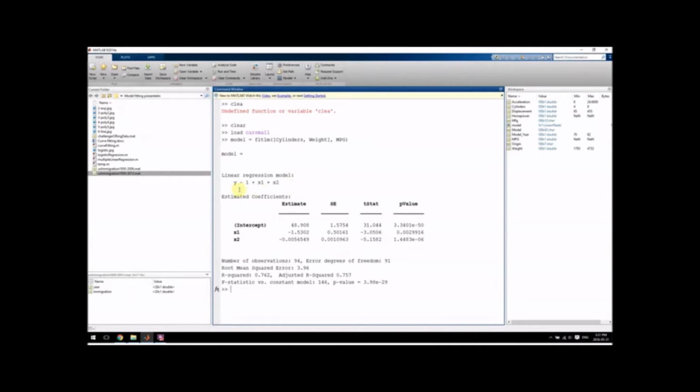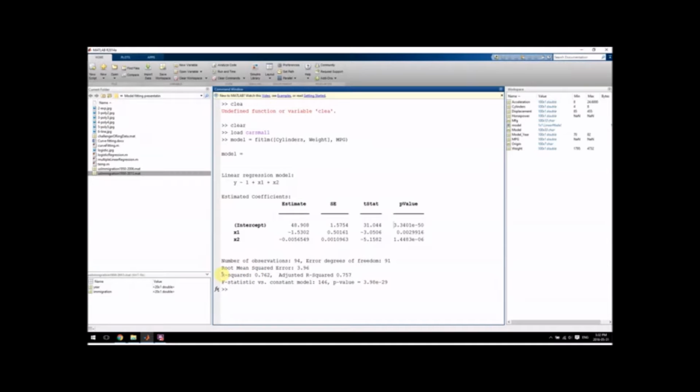Now MATLAB spits out the linear function that it fit. X1 is, in this case, the number of cylinders, X2 is the weight. And then there's an intercept term as well. So the intercept and the X1 and X2 coefficients that have been calculated are all here, along with their p-values. Instead of confidence intervals, now it gives us p-values that show whether these coefficients are statistically significant, and they all are, right? P-values are all very small.